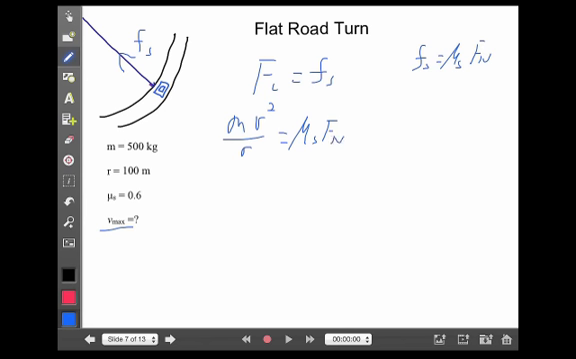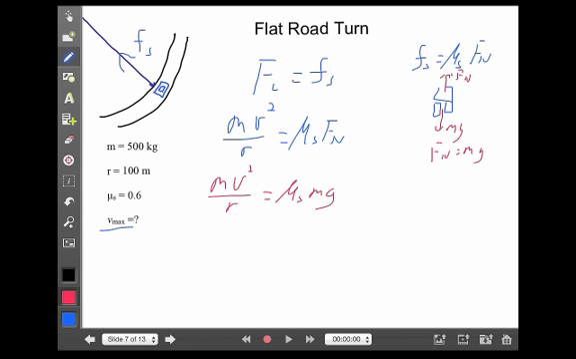Normal force. Well, it said it's a flat turn. So if a car is on a flat turn, if we were to look at a free body diagram of just the car sitting on a flat turn, it would have its weight acting down and the normal force acting up, which means the normal force and the weight would be in equilibrium because the car is not moving up or down. So wherever I have normal force, I can put in mg. So that gives me this. mv squared over r still on this side. Coefficient times m times g.